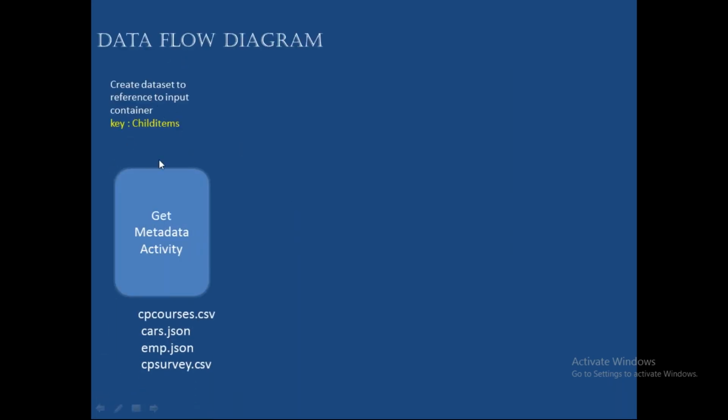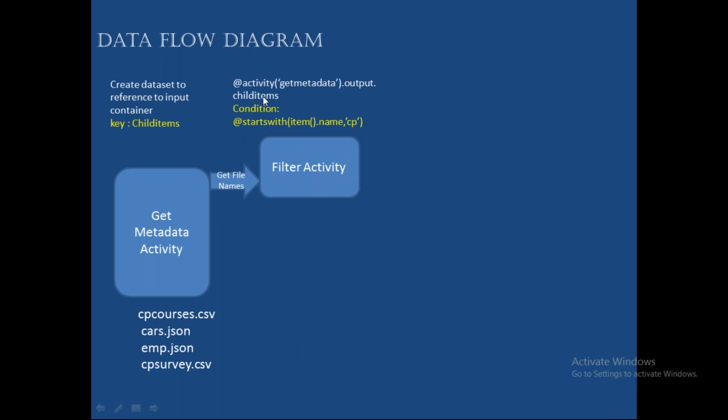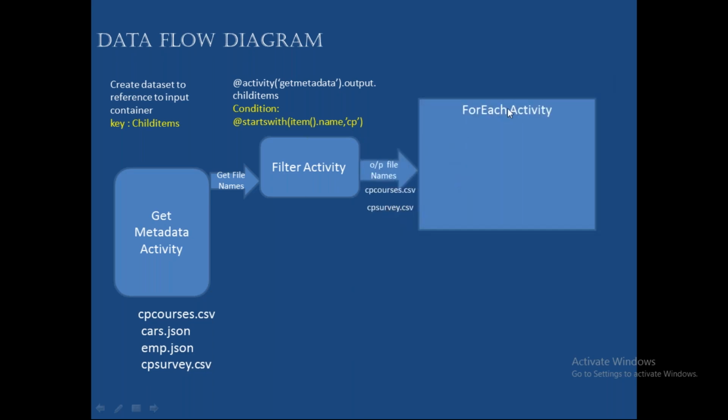So try to understand. This is again an input container. This time it is giving these files. Now you see these files. First I will pass a filter activity. It will just take the CP files. Whatever files are starting with CP, those files I will take, those are CP courses.csv, CP survey.csv. I will give them to the for each. For each will give these files one by one to the copy activity. Copy activity will copy those things.